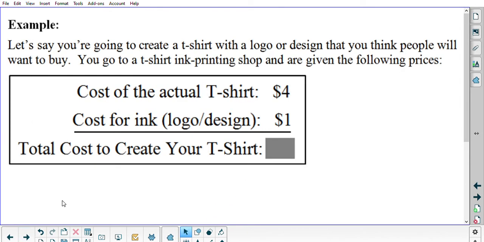So let's come up with a simple example. Take a look at this. It says, let's say you're going to create a t-shirt with a logo or design that you think people will want to buy. You go to a t-shirt ink printing shop and are given the following prices. They tell you, follow along with me, that the cost of the actual t-shirt is $4. But remember, you want to put a logo or design on it. So the cost for printing the ink on the t-shirt, let's say it's $1. Okay, so what's the total cost to create your t-shirt? I think we all know what to do here. $4 plus $1 would mean the total cost of creating your t-shirt is $5. Now, does that mean you're going to sell it for $5? Well, if you want to make a profit, then you need to sell it for more than $5.